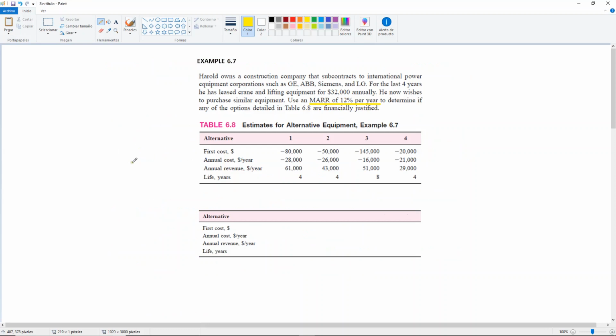But first of all, let's see what we have here. We have our first cost, and this applies to all of them, so our first cost would be the P. We have the annual cost, so this will be a negative A. Then we have the annual revenue, which is annual as well, but it's revenue, so it must be plus A. And then we have the life. But here it says revenue. Remember that in the rules, whenever we have revenue alternatives, we must compare do nothing first.